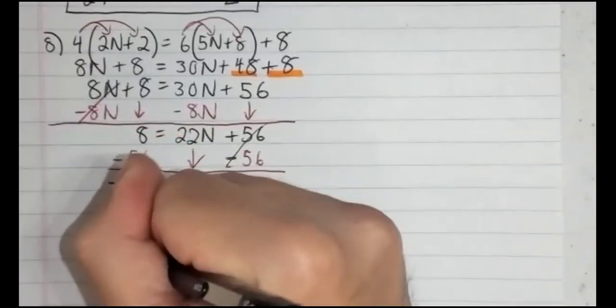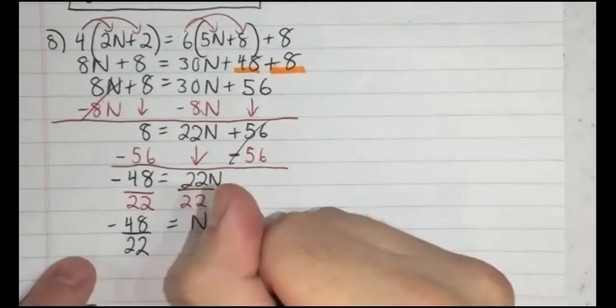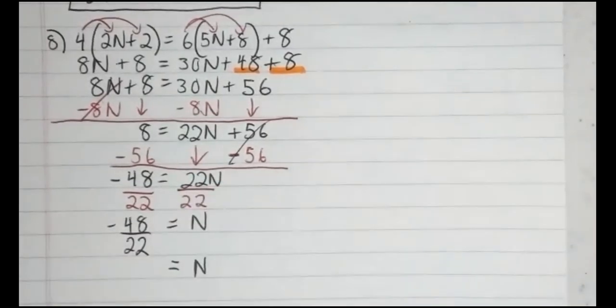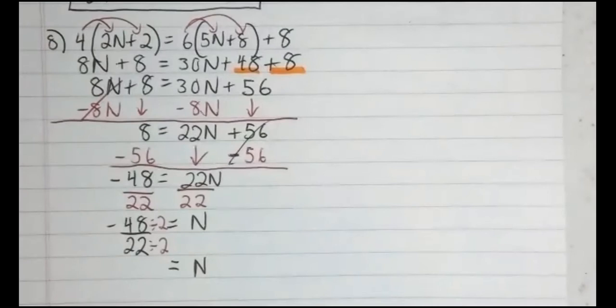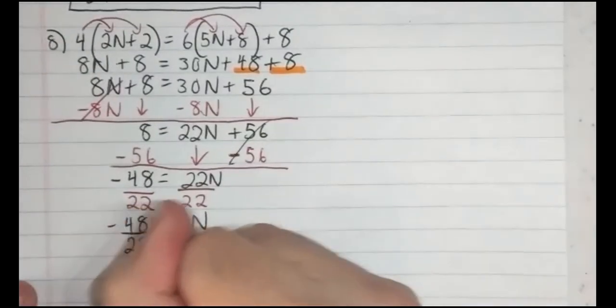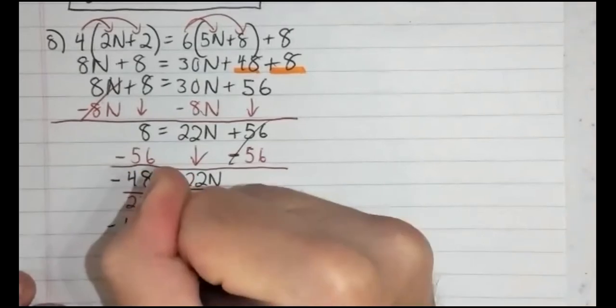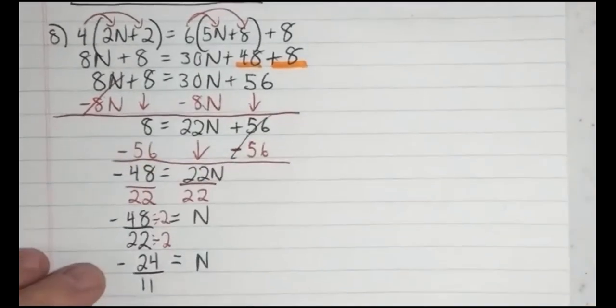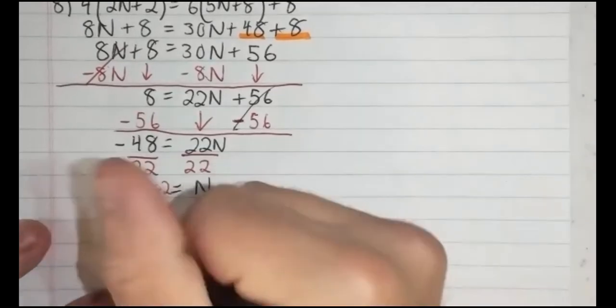And again, why would I not leave negative 48 over 22 as my answer? Hopefully you all say, because we don't leave even over an even. These are both even values. So again, at the very least, I can divide 2 into both of those. And that would give me negative 24, and then 22 divided by 2 gives me 11. Okay, and at that point, it can't be simplified anymore.